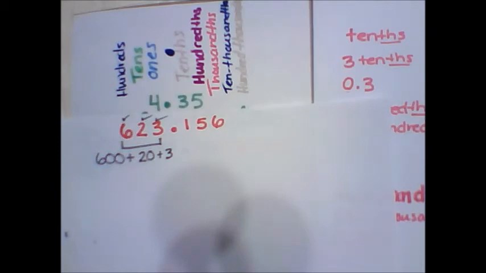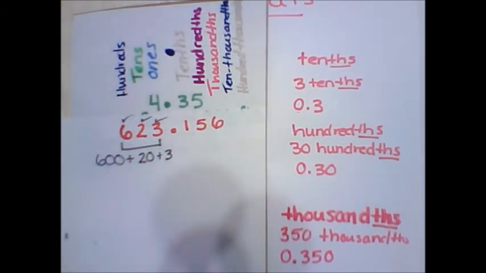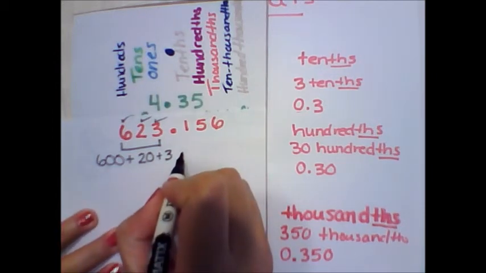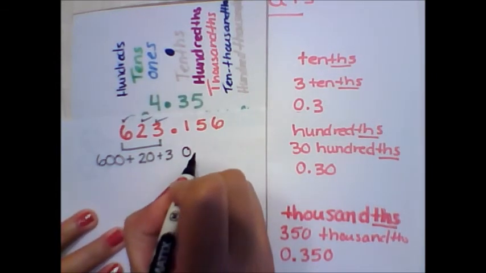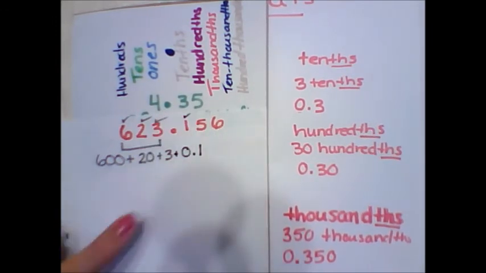Let's look at the next digit. Our next digit is 1. What place value is the 1 in? It's in the tenths place. Well, how would I have to write 1/10? If we look back at our notes here, the tenths place is right after the decimal point. So, of course, if I have 1/10, I'm going to write 0.1. Don't forget to add that up because we are doing expanded form here.